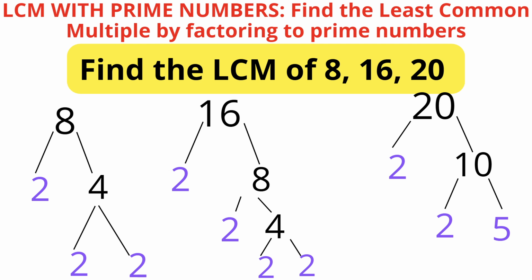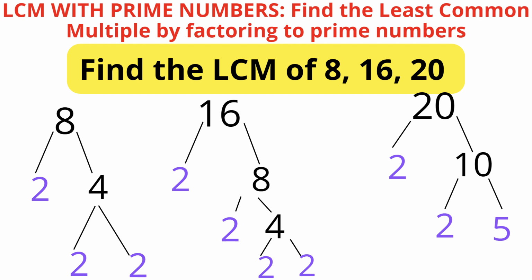Look what happens to 16. 2 times 8 is 16. 8's not done. 2 times 4 renames 8. 4 is not done. 4 factors to 2 prime numbers, 2 times 2. 2 times 2 times 2 times 2 is 16. That's 2 to the 4th power.